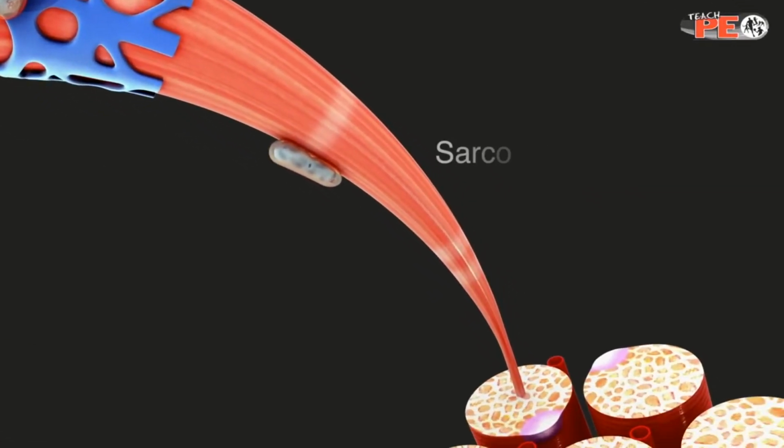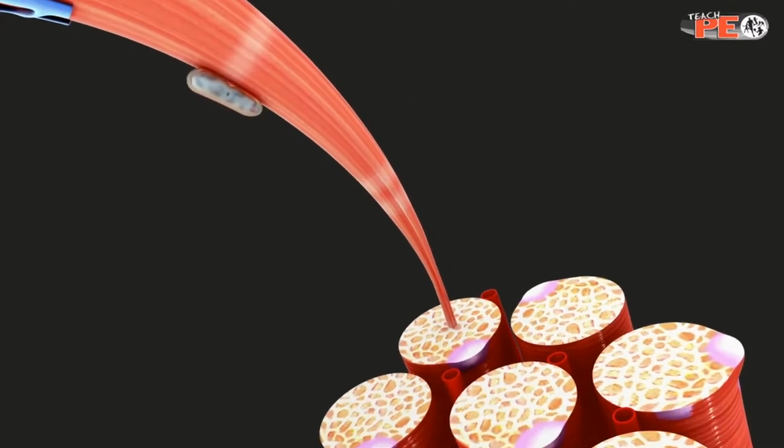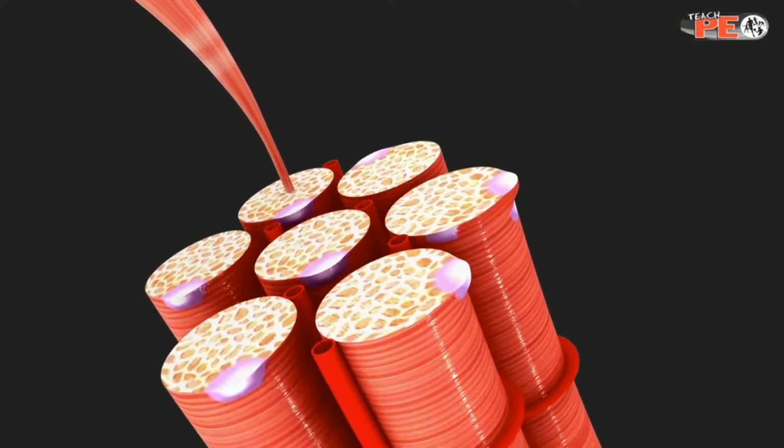Each myofibril can be broken down into functional repeating segments called sarcomeres, which are the basis for the muscle contraction theory known as sliding filament theory.